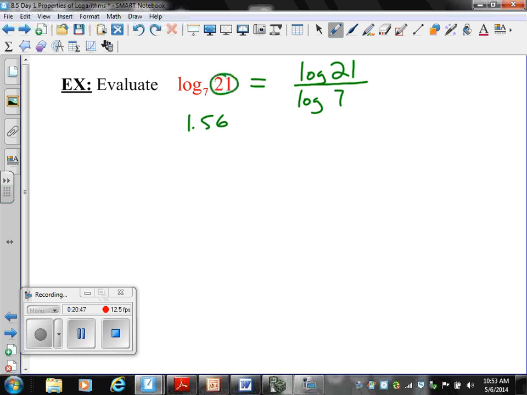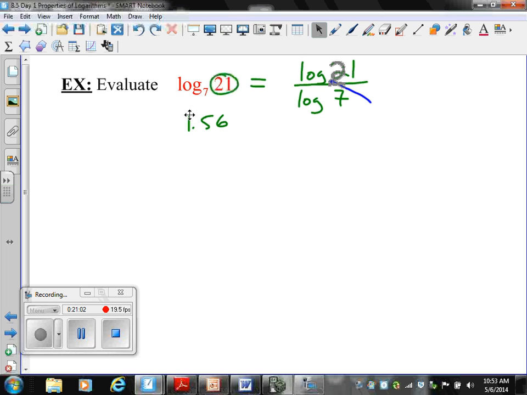Notice how I can put any base I want in there. I chose base 10 because I have a button for log base 10, right? That's right on our calculators. So I chose this to be base 10 in here and in the denominator, right? These are both base 10.